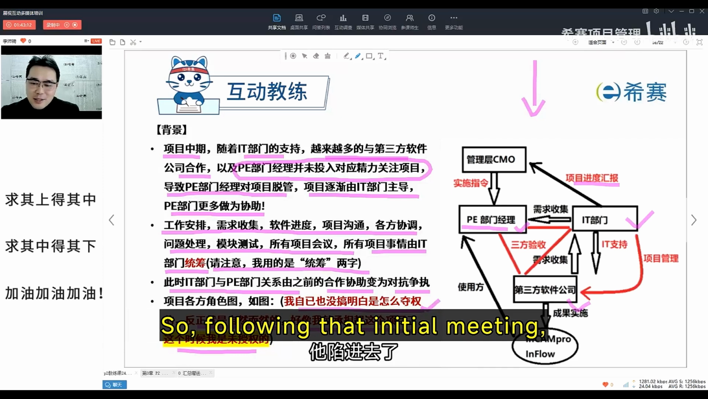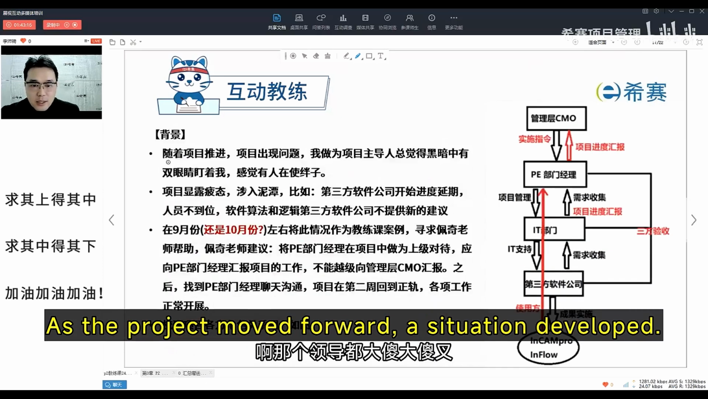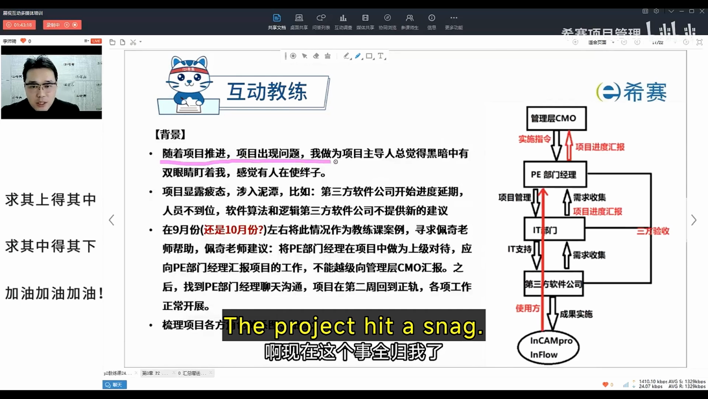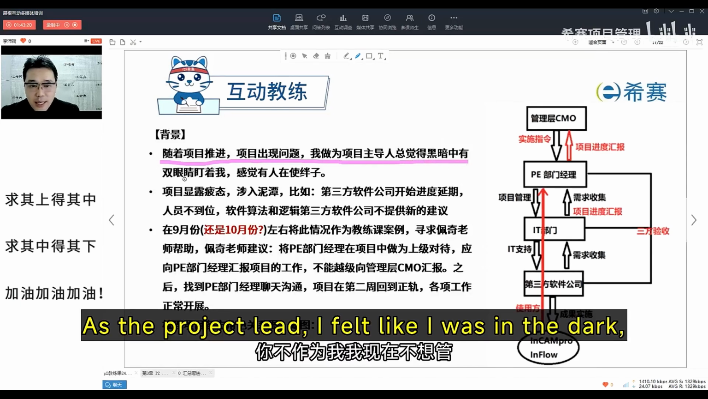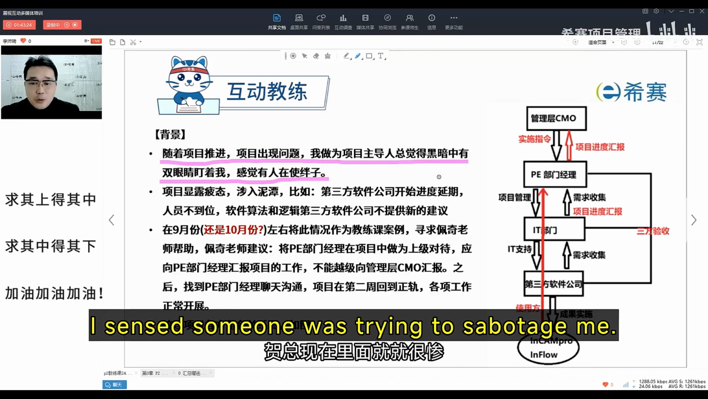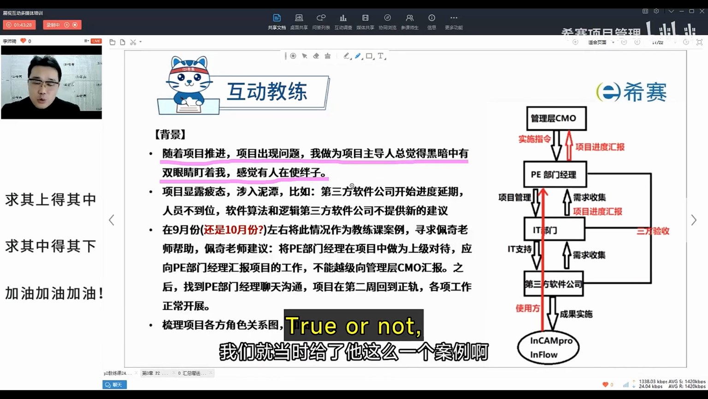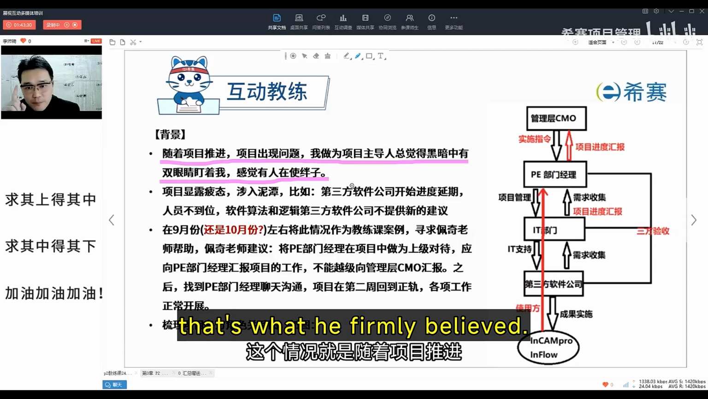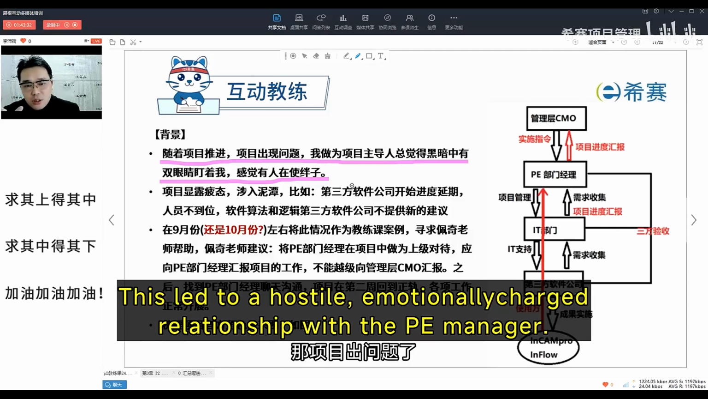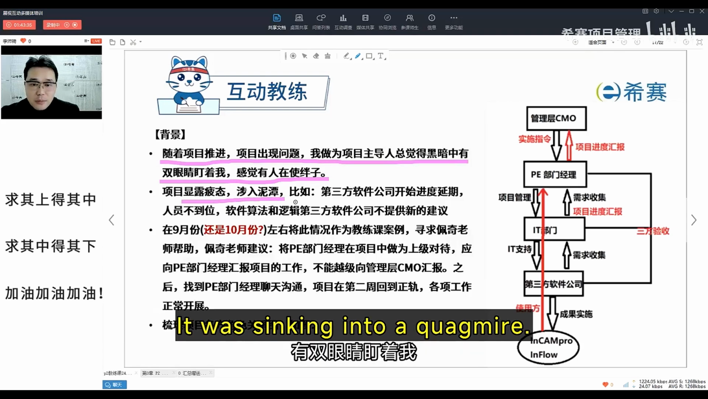So, following that initial meeting, we presented him with this particular scenario. As the project moved forward, a situation developed. The project hit a snag. As the project lead, I felt like I was in the dark, with unseen eyes watching my every move. I sensed someone was trying to sabotage me. He suspected it was the PE manager. True or not, that's what he firmly believed. This led to a hostile, emotionally charged relationship with the PE manager. The once promising project began to falter. It was sinking into a quagmire.